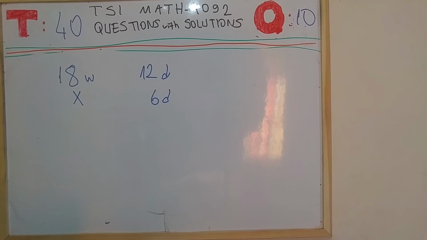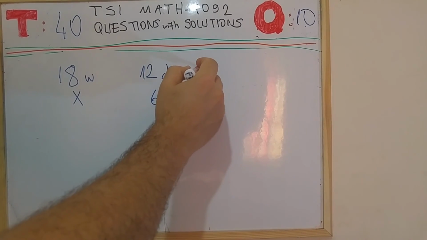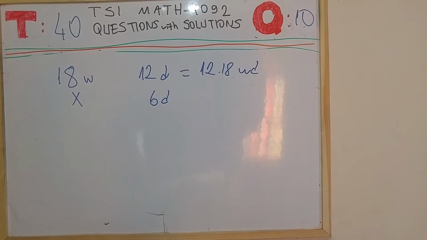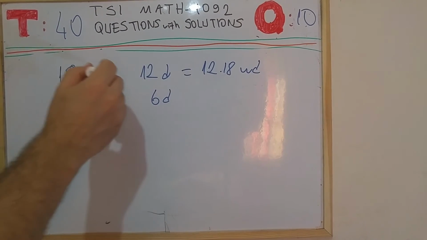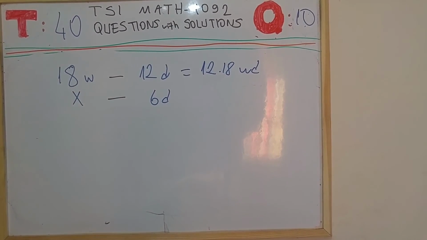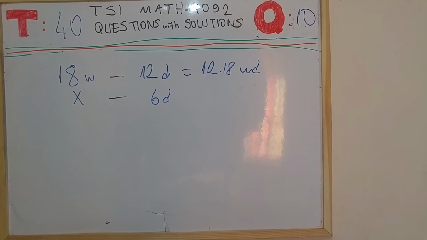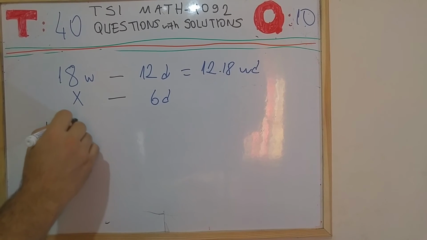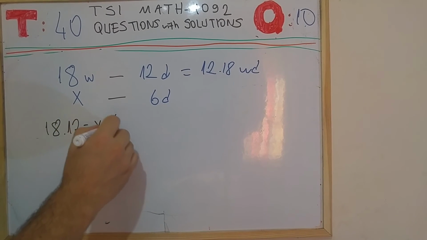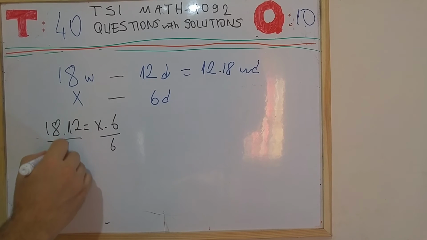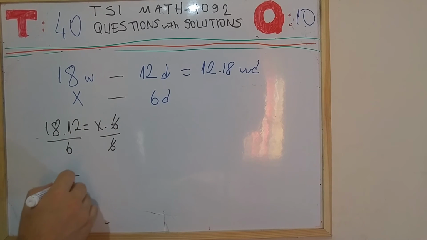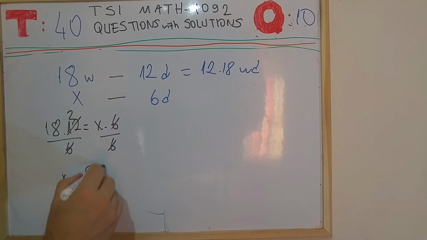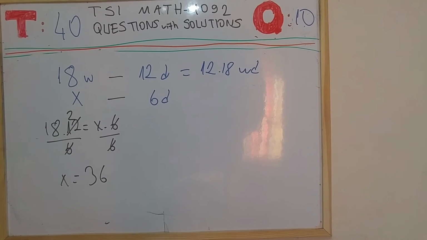18 workers complete in 12 days. So this means that this job takes 12 times 18 work days to complete. So I have to find that out. How many workers would it take to finish it in 6 days? So this means that 18 times 12 must be equal to x times 6. When I divide each side by 6, I'm going to have x, which is equal to 2 times 18, which is 36 workers.